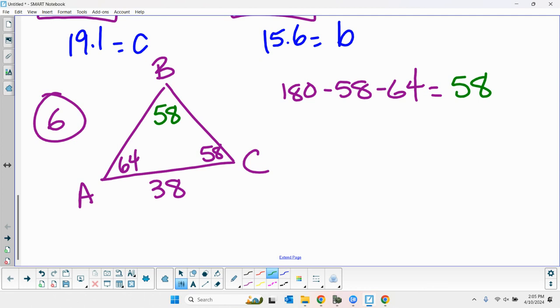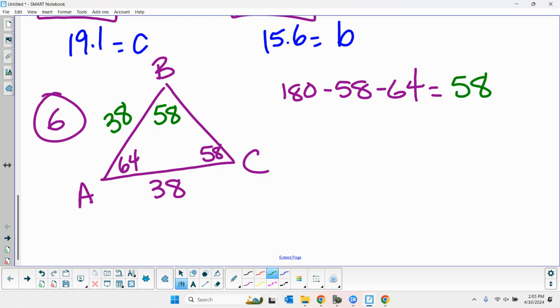That's not going to happen on the quiz. That just happened on the practice. But if two angles are equal, that means the sides opposite those angles are equal. So this side over here is also 38 just because it's an isosceles triangle. That doesn't happen though on your quiz. All right, I checked to make sure.